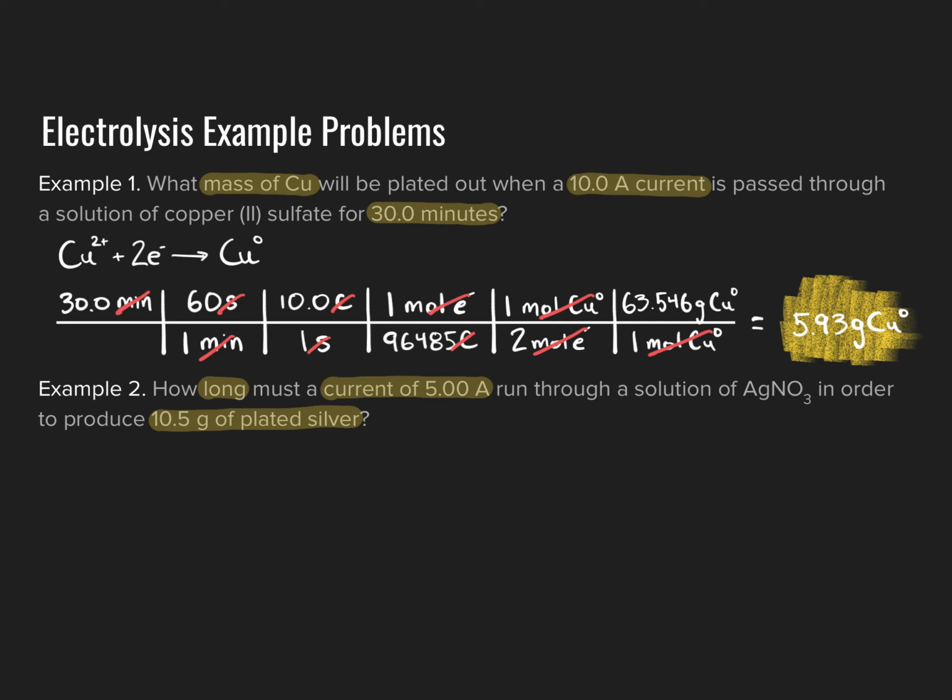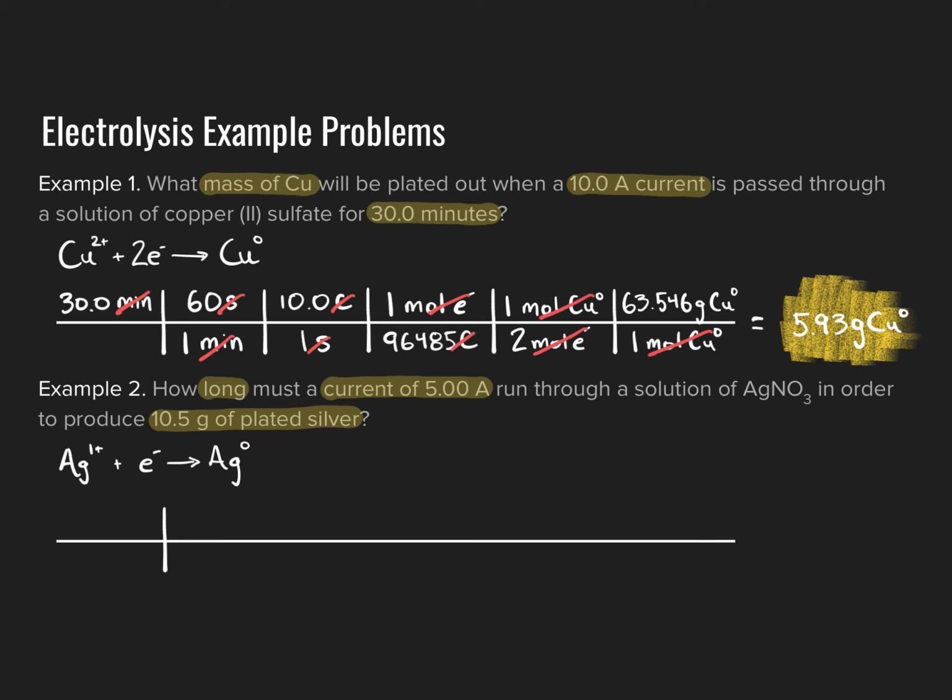The silver ion's charge within the solution of silver nitrate is only +1, meaning therefore it only requires 1 electron to reduce the silver ion into elemental silver metal. So I've got Ag+ plus 1 electron forms Ag elemental. All right, yet again, I'm going to need to set up another monorail.